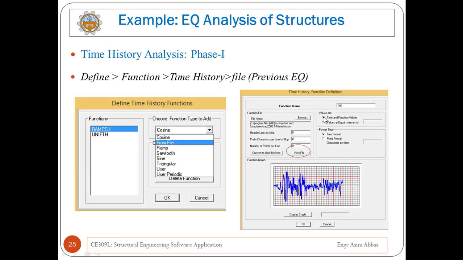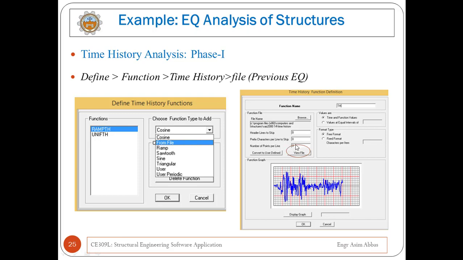Then we can display the time history graph in two ways. One is time and function values, which is currently displayed, and the other is values at equal intervals, where the responses are displayed at equal intervals of time. You can also view the file which contains the different data of the time history. If you click on View File, that file will be displayed.